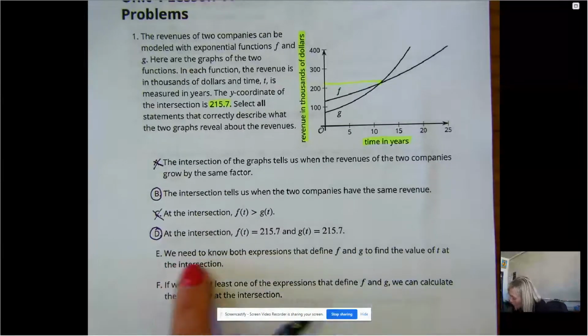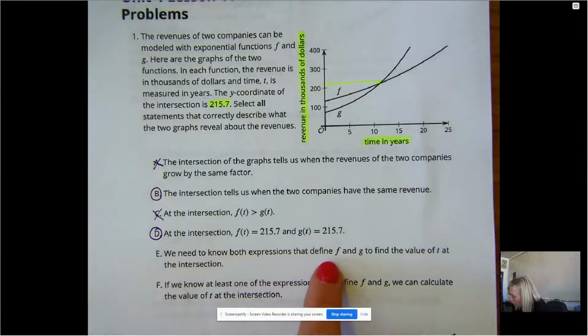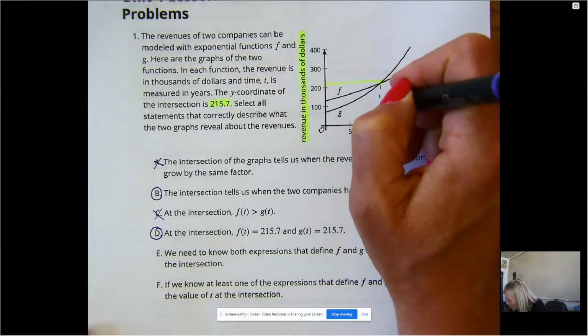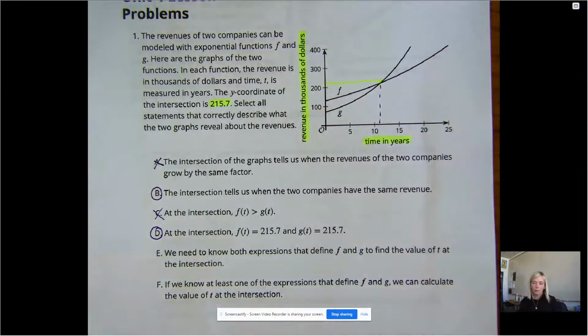E. We need to know both expressions that define f and g to find the value of t at the intersection. If we had to solve an equation, we would need that information. But on a graph, you can find that information by determining the x value of the coordinate, okay?